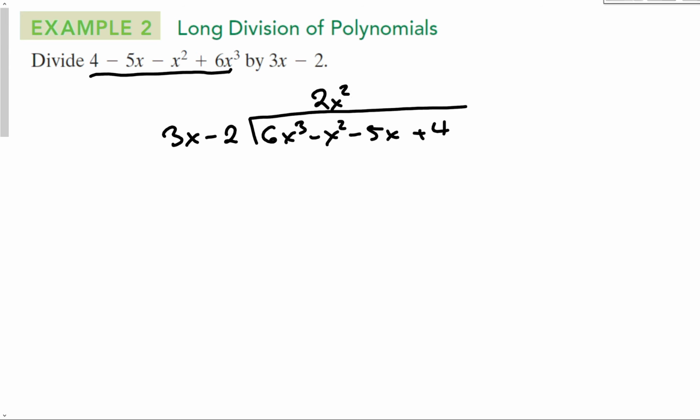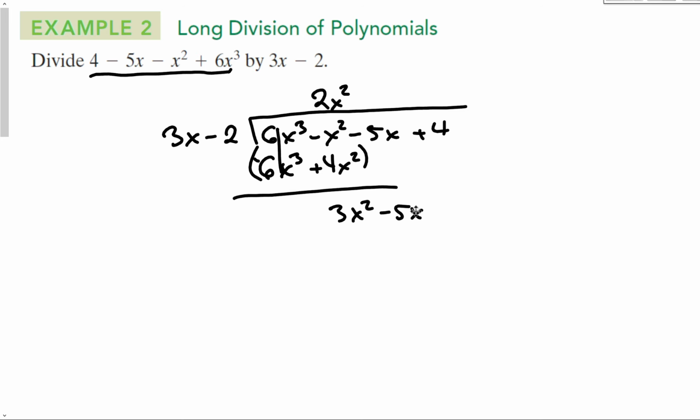Multiply. That gives me 6x to the third power minus 4x squared. Okay. Subtract. So I'm going to change the sign of everything. So this changes into a negative 6. This changes into a positive 4. Those two cancel, and I'm left with 3x squared. Bring down the minus 5x.